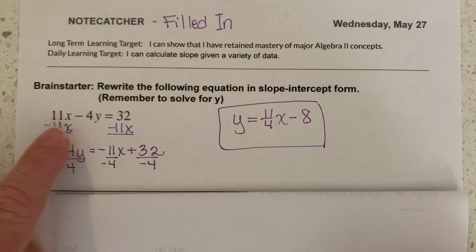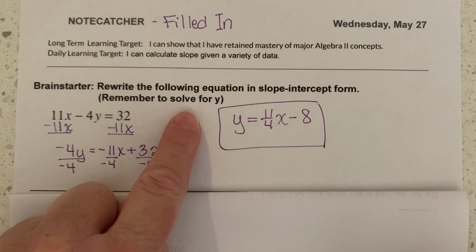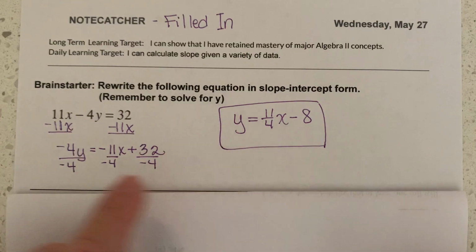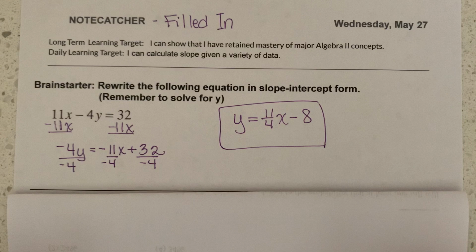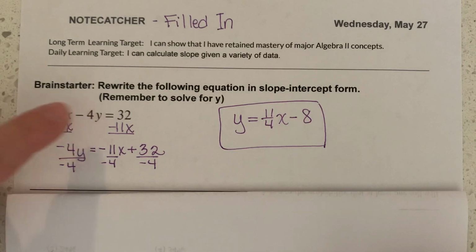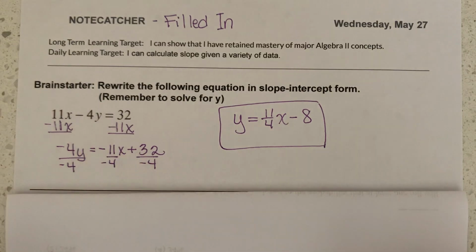So what we do is we start to isolate everything. We want to solve for y. That's how we get it from standard to slope-intercept. So we're going to subtract 11x from both sides. That leaves us with a negative 4y equals negative 11x plus 32. And remember from yesterday that I purposely put the negative 11x in front because I want it to mimic slope-intercept form. I want that x as my first term.